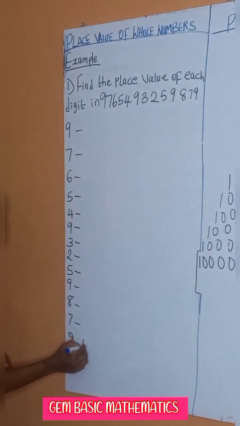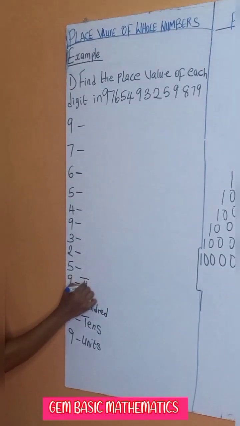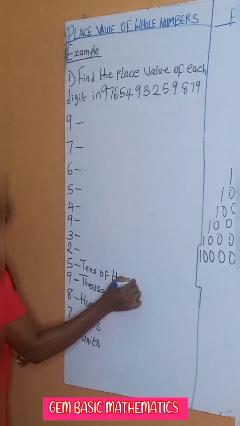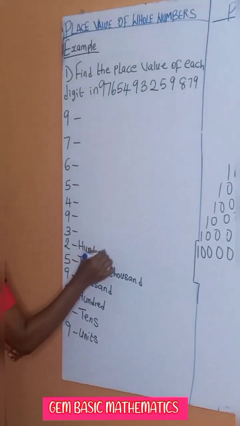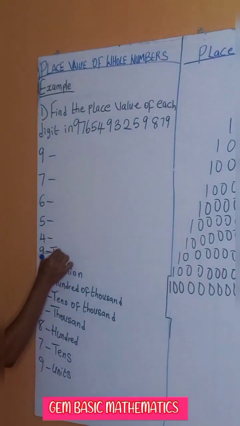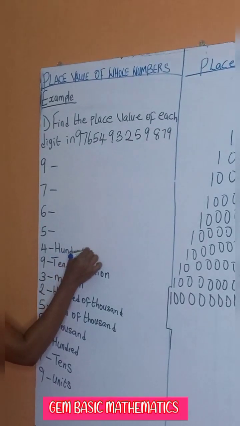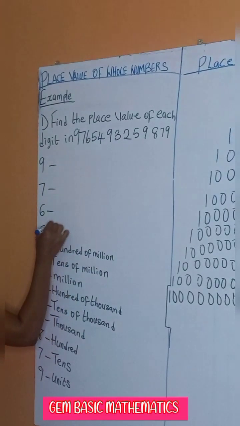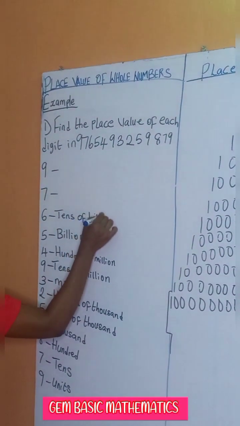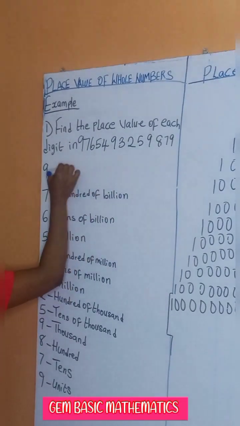Now, do you still remember the song I just taught you? Yes, now let's go. We have units, tens, hundreds, thousands, tens of thousand, hundred of thousand, million, tens of million, hundred of million, billion, tens of billion, hundred of billion, trillion.